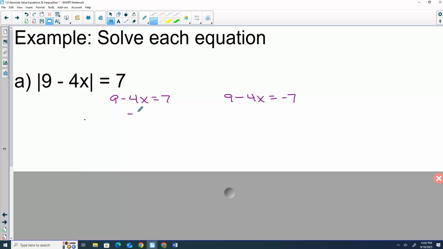Now we solve each. Negative 4x equals negative 2. We get 1/2. This one, negative 4x equals negative 16, divided by negative 4, and we get 4. I don't care if you write it like that. Solution set is great, but if you just put x equals, I'm fine with that as well. Can you check these? Yeah. I can definitely put these back in and see that if I put in 1/2, I get absolute value 7, which is 7. If I put in a 4, the absolute value of negative 7 is 7. So we can always check there.